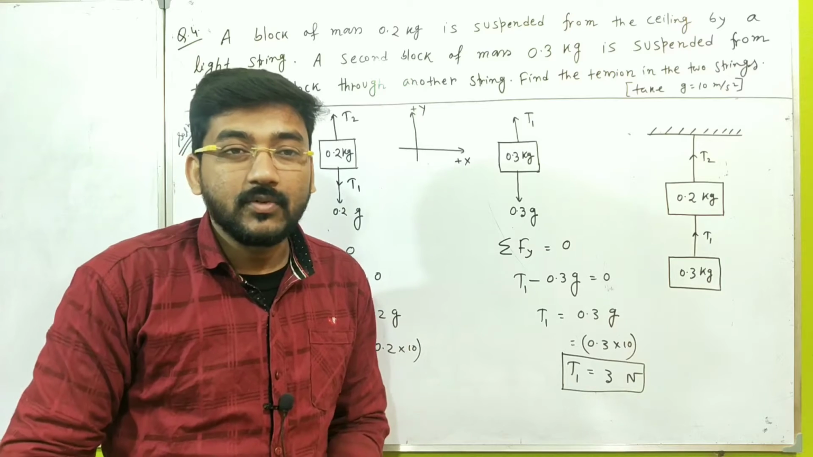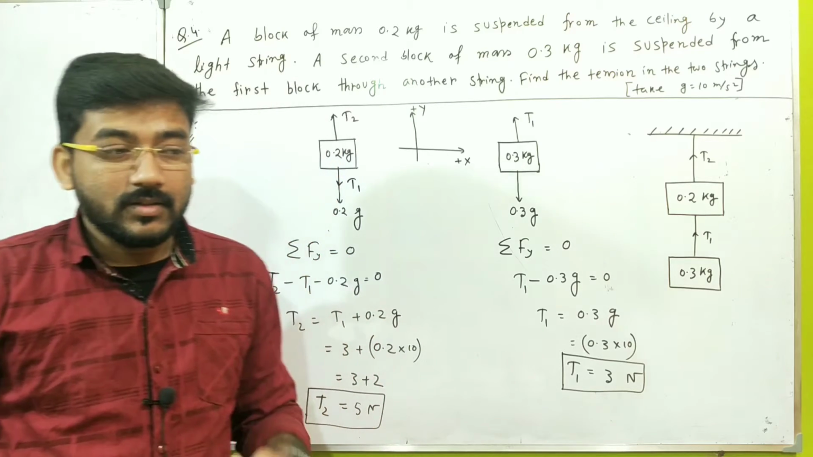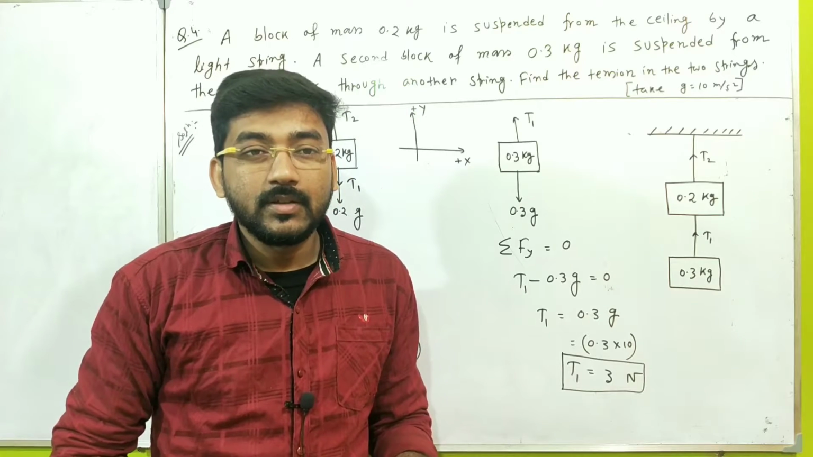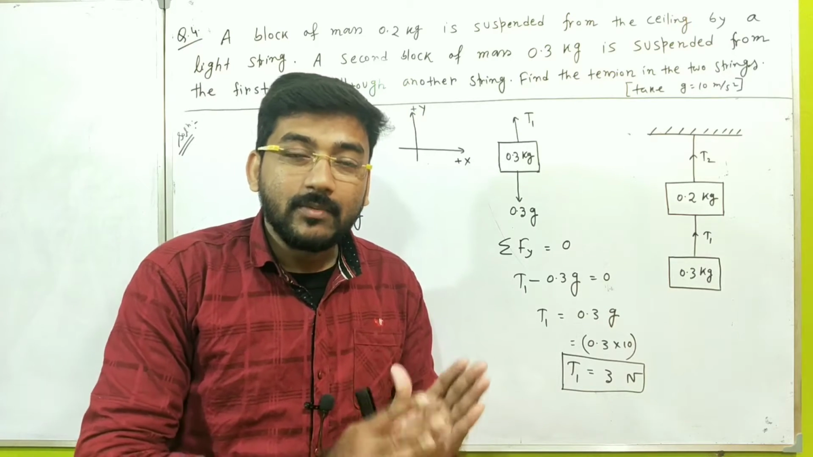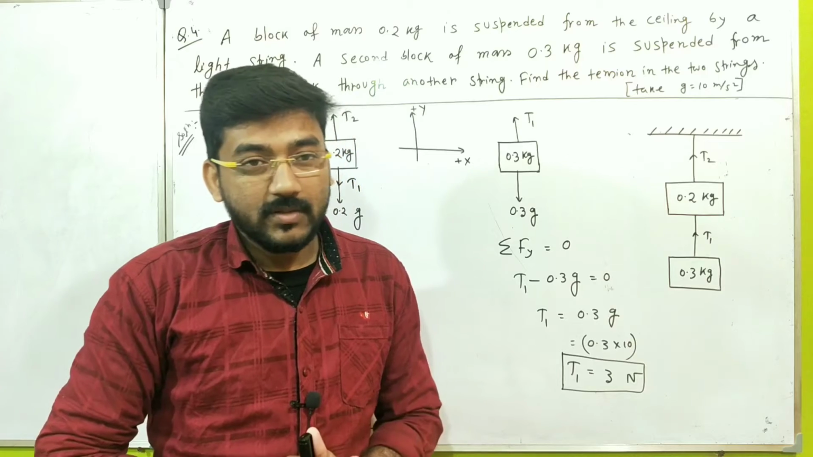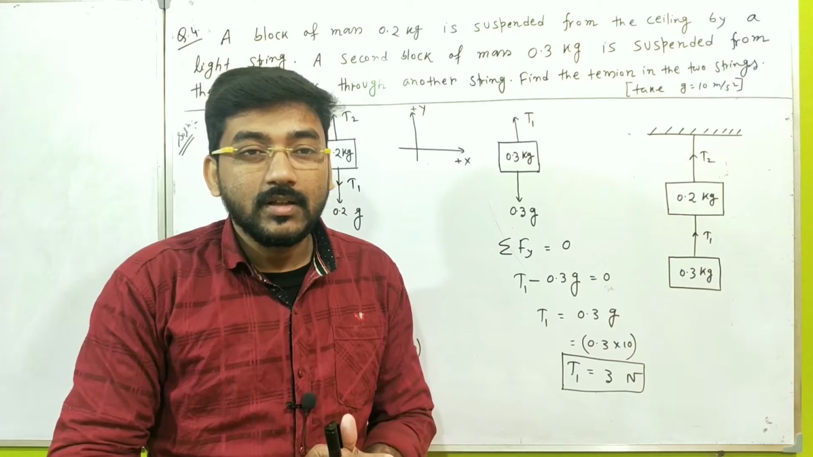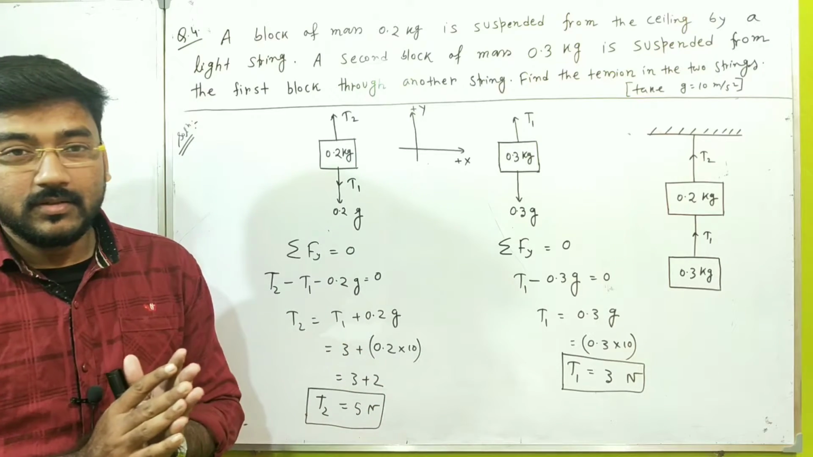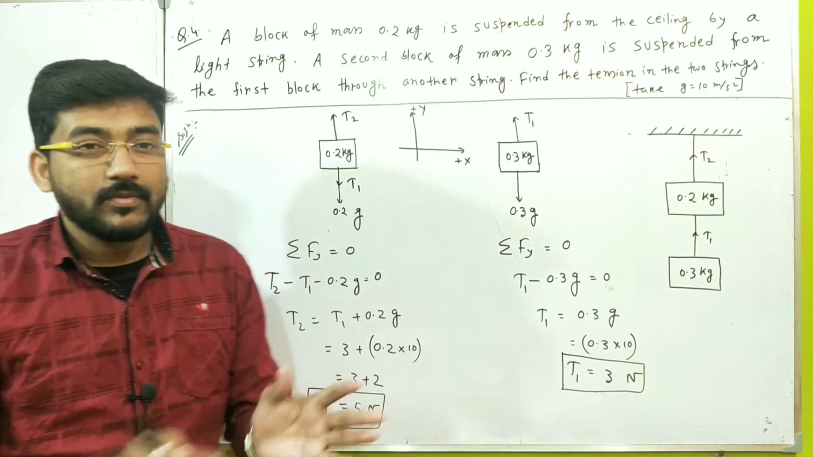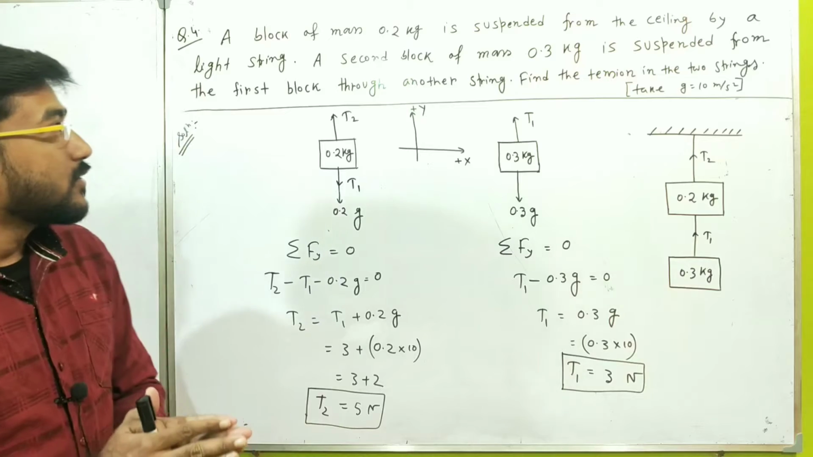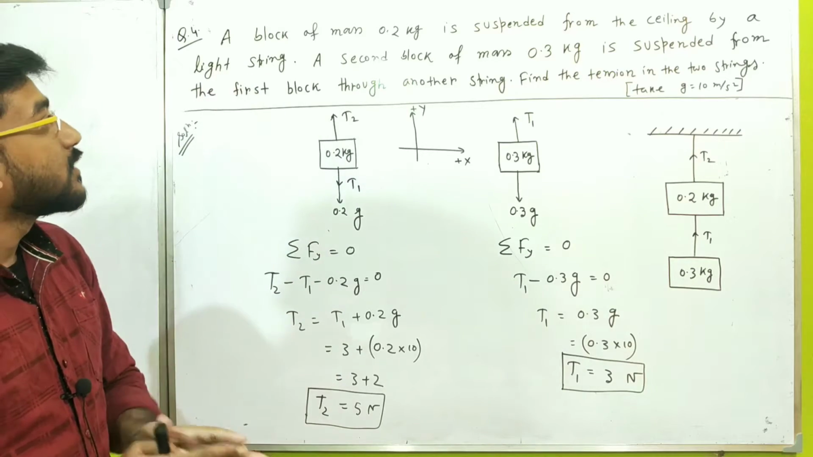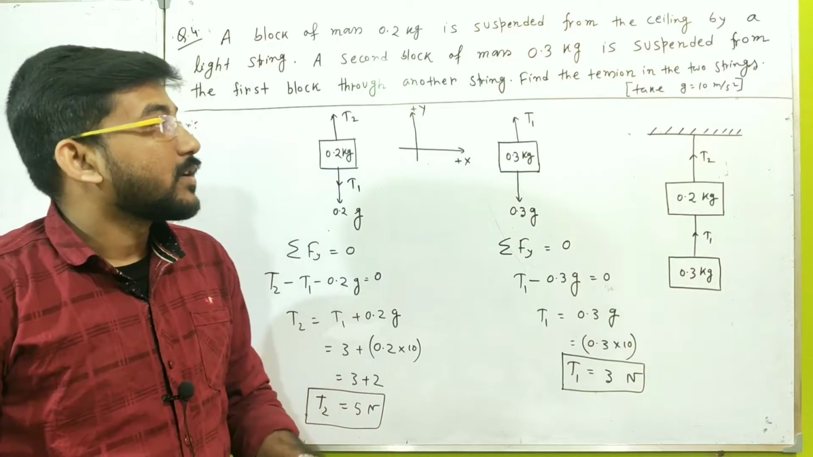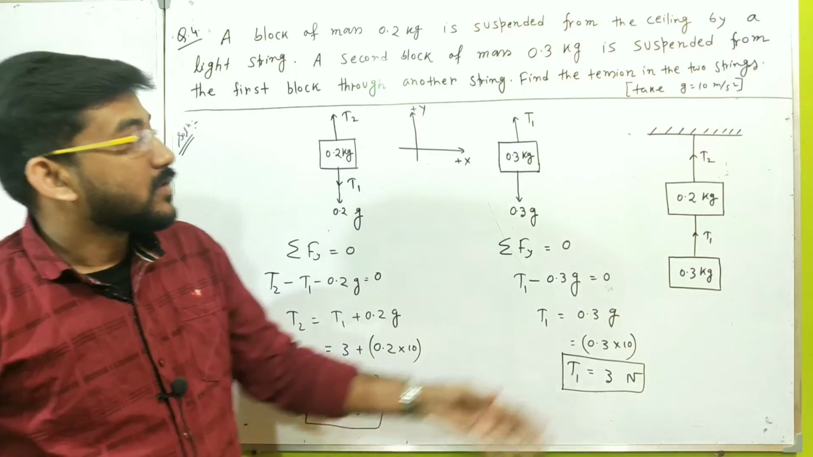This is the first step. I have told earlier that whenever you want to solve a problem, step 1 should be to observe the system. So, what is the system here? Let me observe it and give a picture of it, in the form of a rough diagram. The first statement is a block of mass 0.2 kg is suspended from the ceiling by a light string. So, this is the first thing.